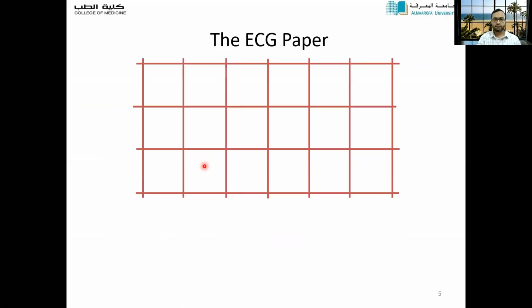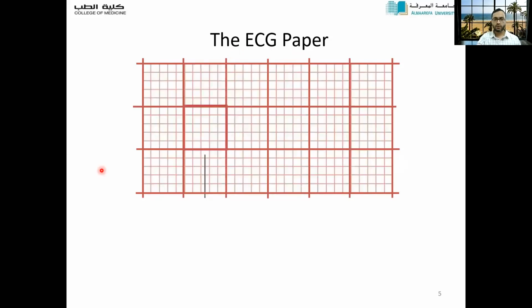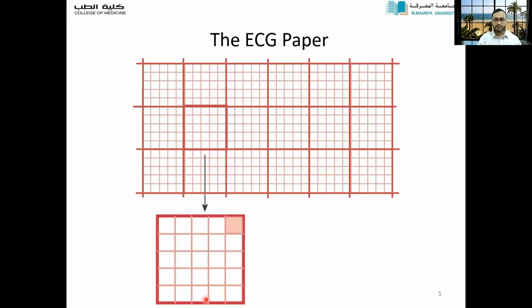It comprises some squares which are marked by darker lines. In ECG, we use the terminology large square or big square. These big squares are divided further by lighter lines into smaller squares. If you enlarge a single big square, it contains 25 small squares.